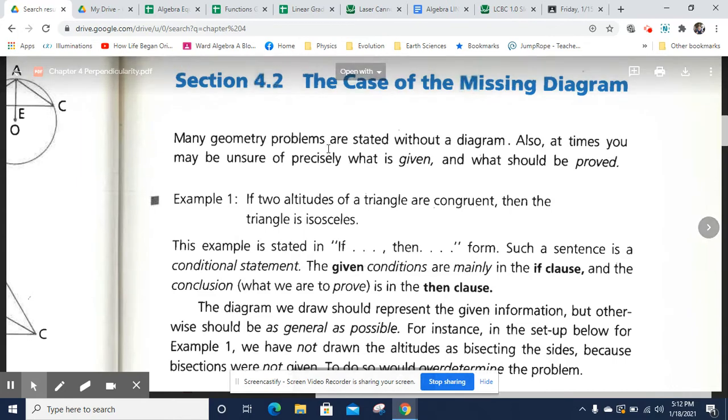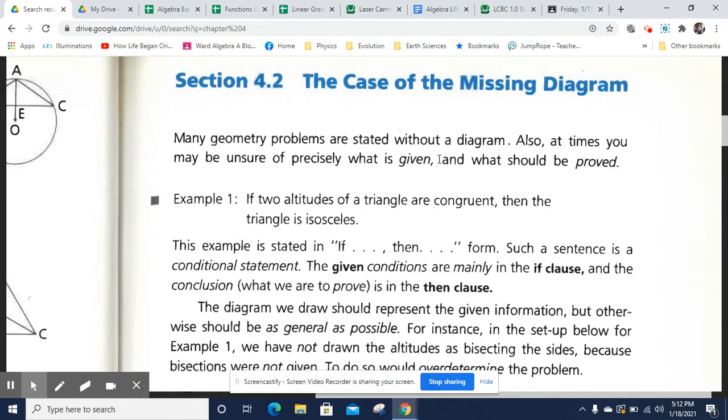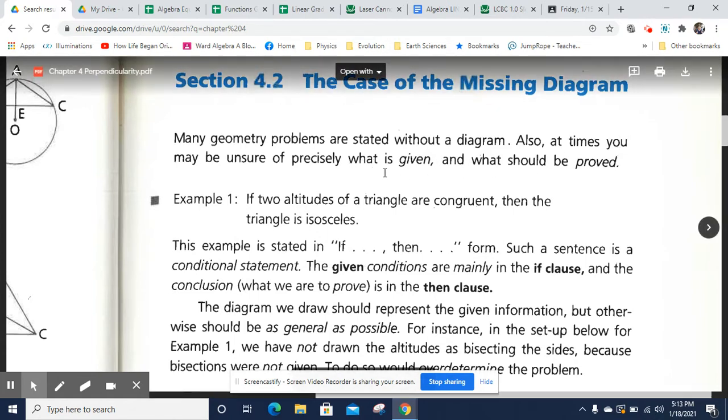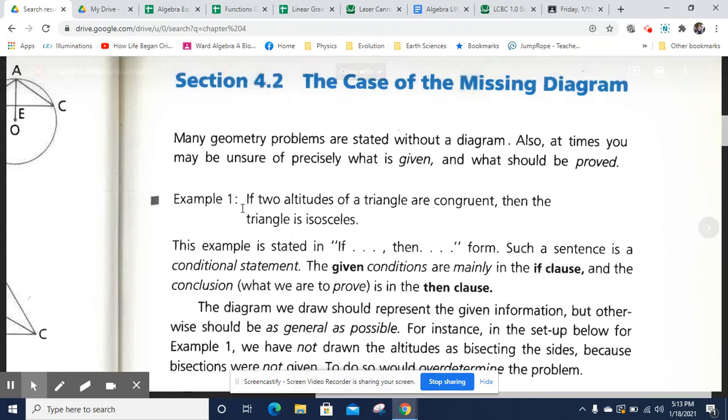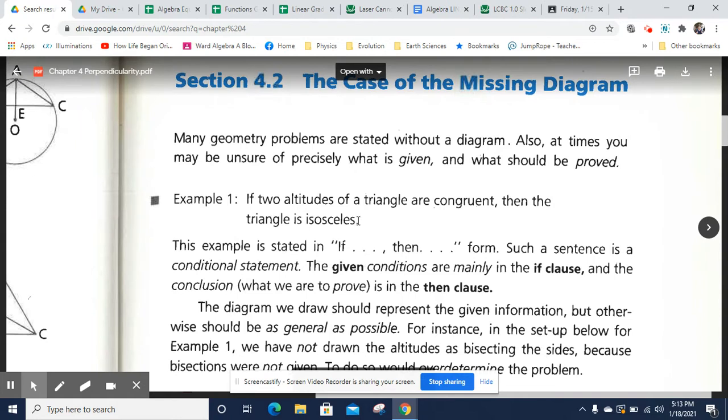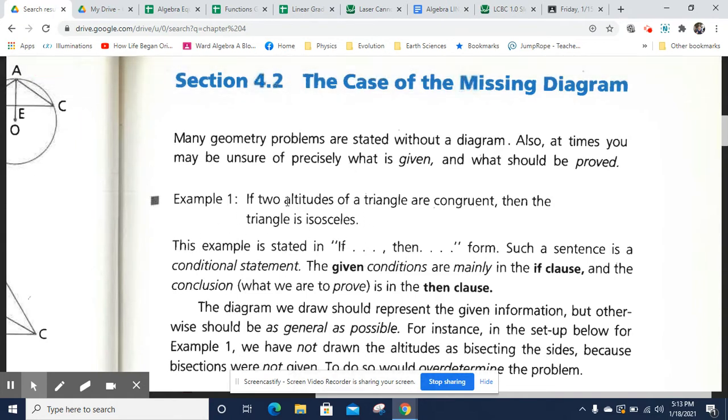It states here, many geometry problems are stated without a diagram. Also, at times, you may be unsure of precisely what is given and what should be proved. So, example 1: if two altitudes of a triangle are congruent, then the triangle is isosceles. What I want to note is that we're drawing a triangle and two altitudes in the triangle. And we're also told that those altitudes are congruent.